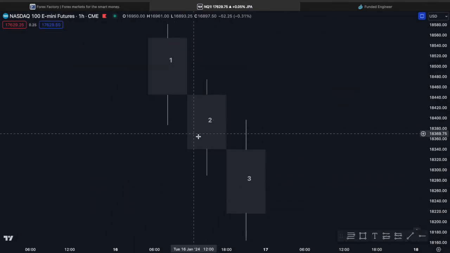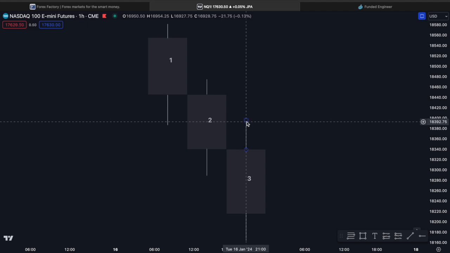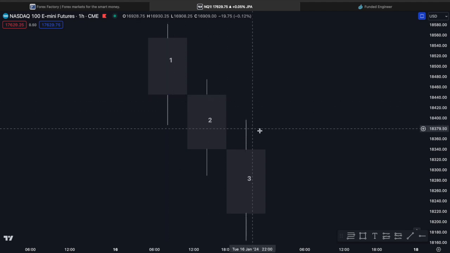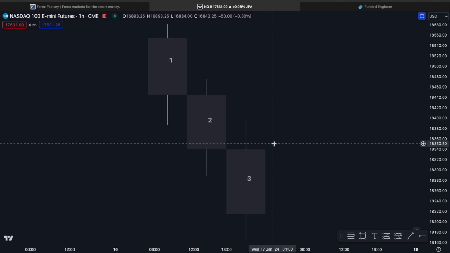If we look at how these candles printed, candle 3's high and candle 1's low have intercepted each other. Therefore, there's no inefficiency in that market and there is no fair value gap created.